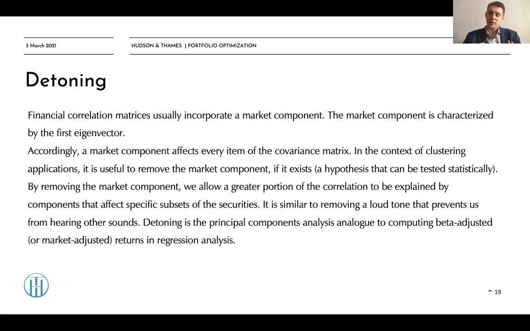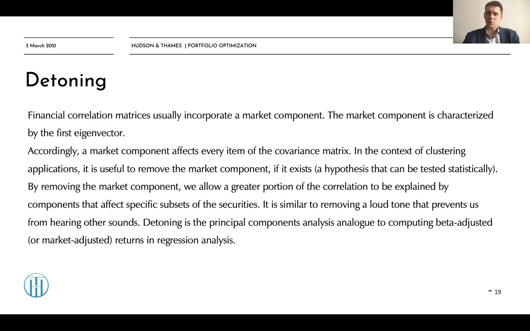Now, let's take a look at the final way of transforming the covariance matrix to get more information from it, which is called detoning. So if you are familiar with PCA methods, which are quite widespread in finance, we all know that the first principal component of PCA usually refers to a so-called market component. And the same applies for financial correlations. So financial correlation matrices usually incorporate a market component. The market component is characterized by the first eigenvector.